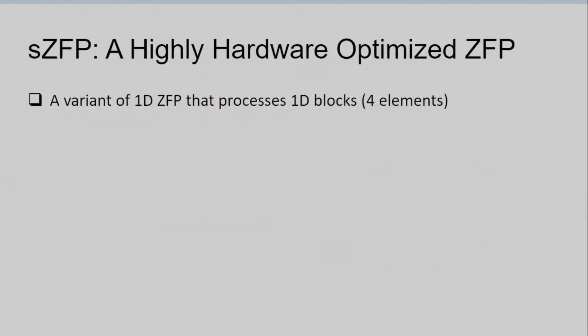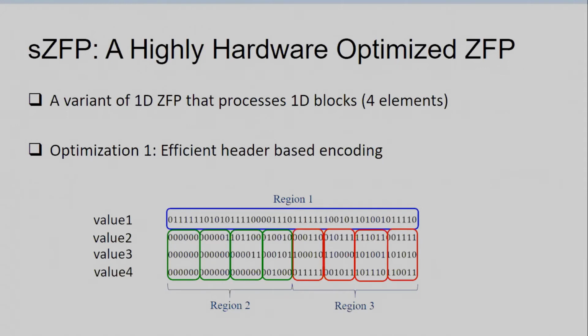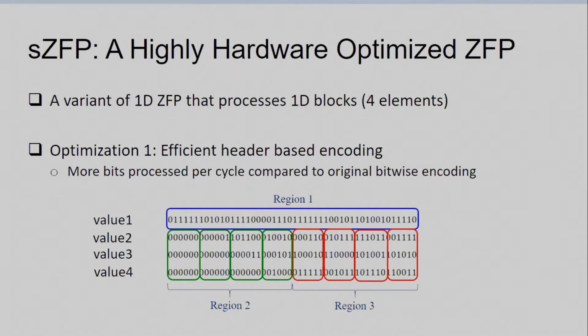So we propose SZFP, a highly hardware optimized ZFP. It's a variant of one-dimension ZFP that processes one-dimension blocks. SZFP has two optimizations. The first one is to use an efficient header-based encoding. Here is a data layout of a one-dimension block. SZFP splits this block into 3 different regions and processes them differently. So SZFP can process more bits per cycle than the original bitwise encoding.